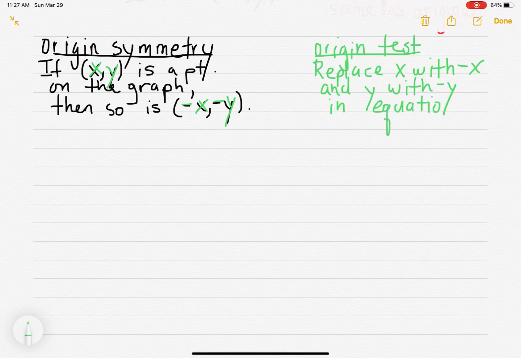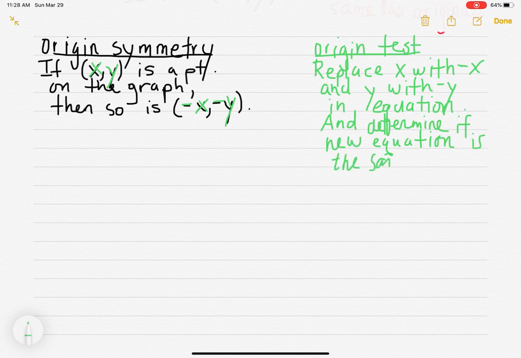So you're going to have a new equation with negative x's and negative y's replacing the old x's and y's. And determine if the new equation is the same as the original. If it is the same, then you have this kind of symmetry. If not, then you don't have this type of symmetry. Yeah, so we want to actually see some examples of this in practice.